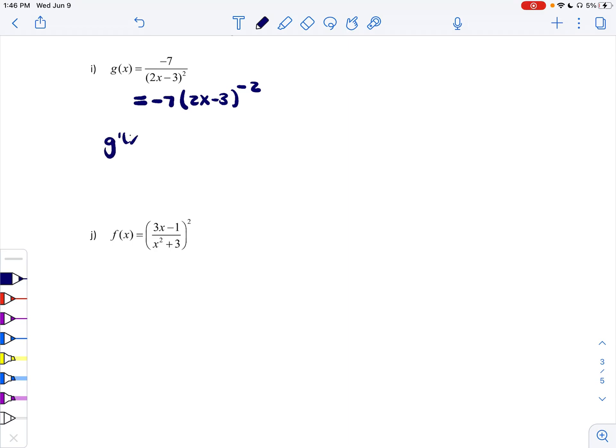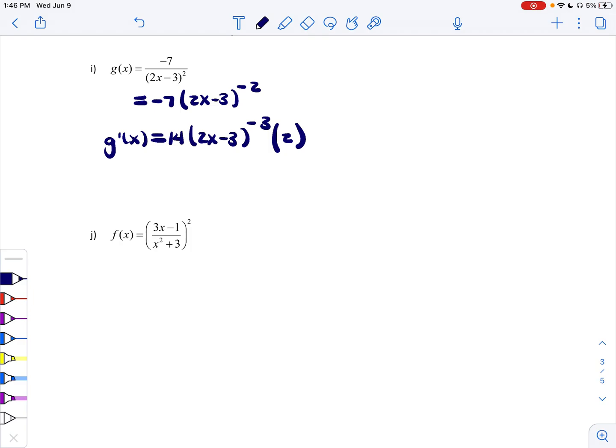Okay, so now our derivative, power rule first, so pull down your -2, it becomes a positive 14 out front. Subtract 1 from your exponent, so now we have a -3 as our exponent. And then chain rule, multiply by the derivative of the 2x minus 3, which is just a 2.